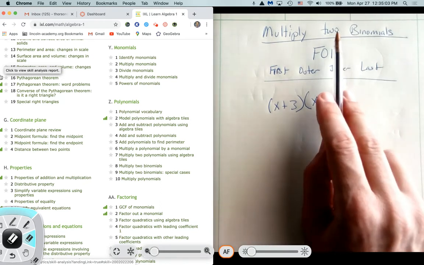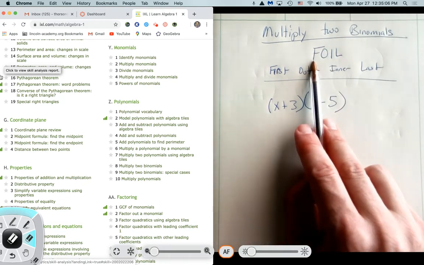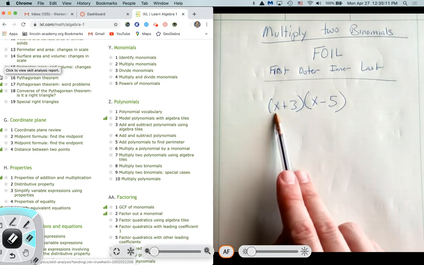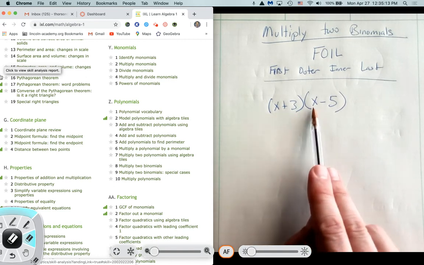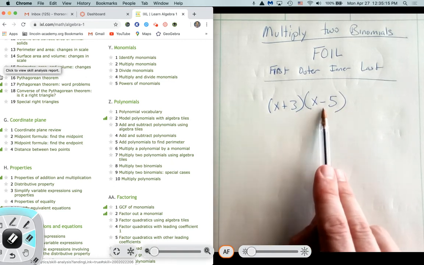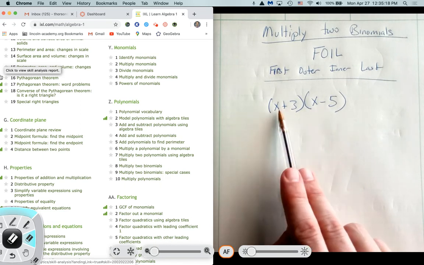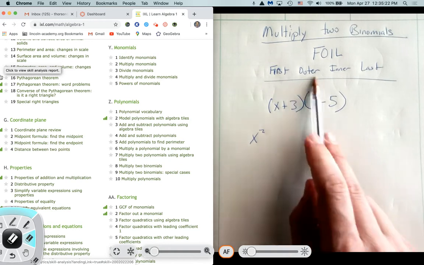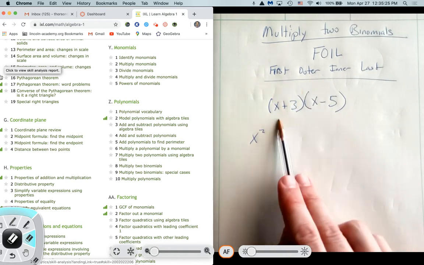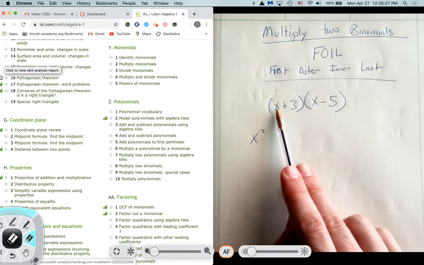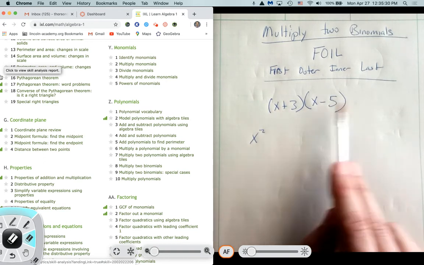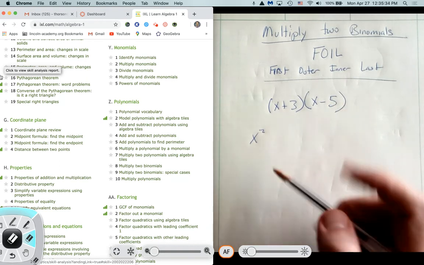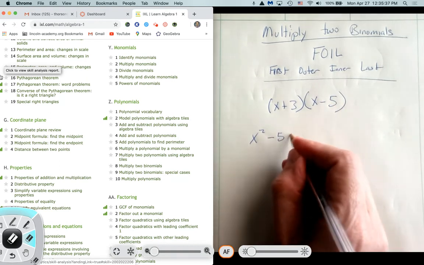Now, what the FOIL method means is the F stands for we're going to multiply the first terms together. This is the first term of my first binomial. This is the first term of my second binomial. So I multiply those two together. I get x times x is an x squared. Then I'm going to multiply the outer terms. Outer meaning this outside one is an x, and this outside one, the two on the very edges, are on the outside edges. X times a negative 5 gives me a negative 5x.